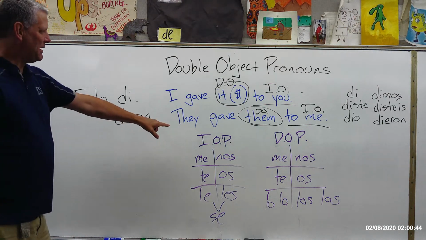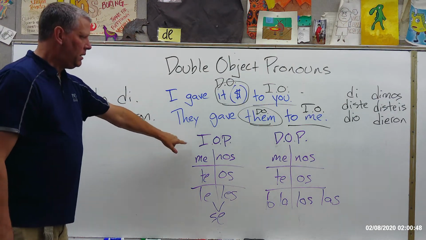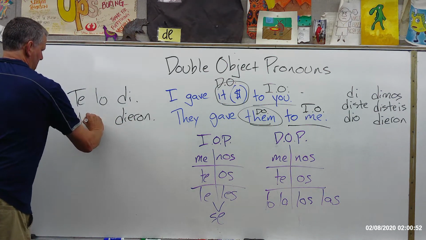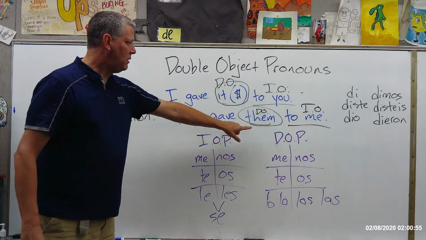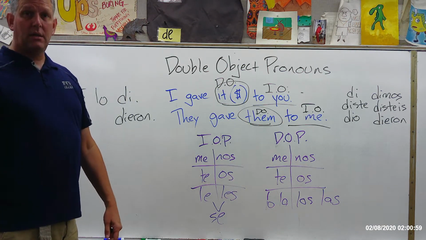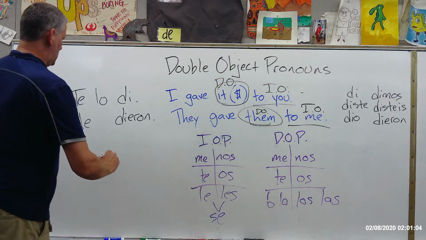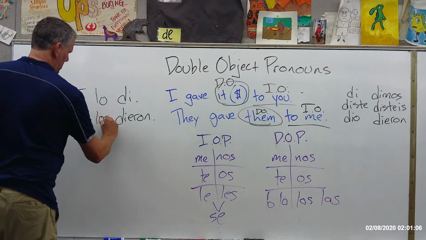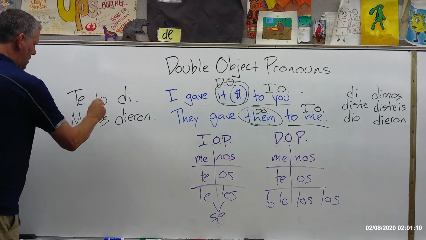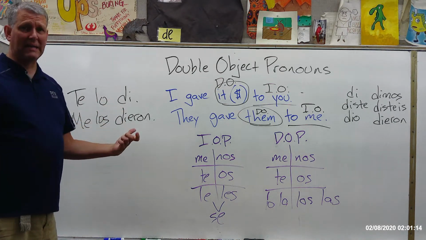Okay, for this one, they gave them to me. To whom was it given? Indirect object pronoun. Me. What did they give? We're going to say shoes. Zapatos. Masculine plural. The masculine plural direct object pronoun is los. So we put this right here. Los. And that's the sloppiest O you'll ever see written. Me los dieron. Okay? That's the basic idea here.